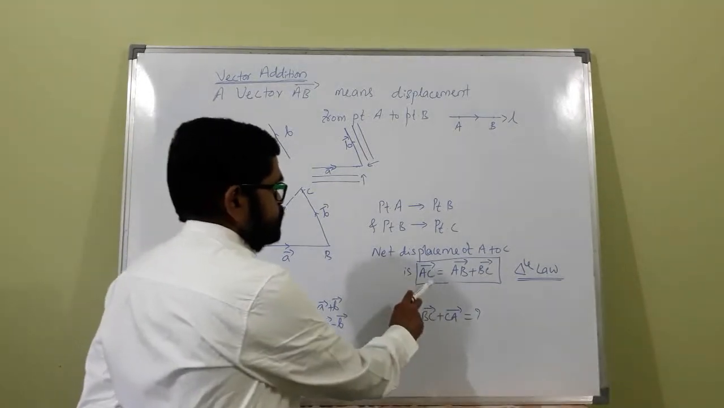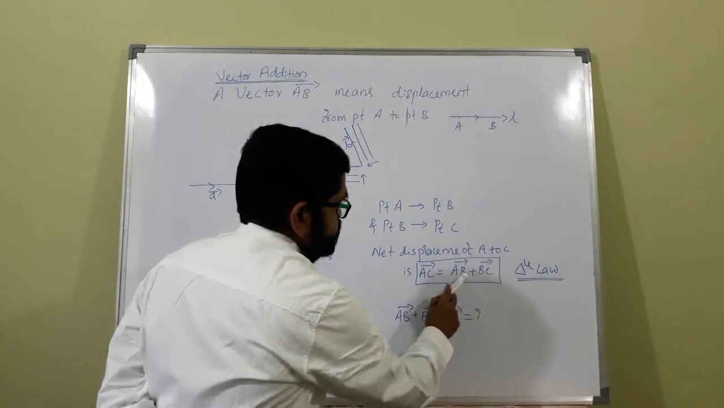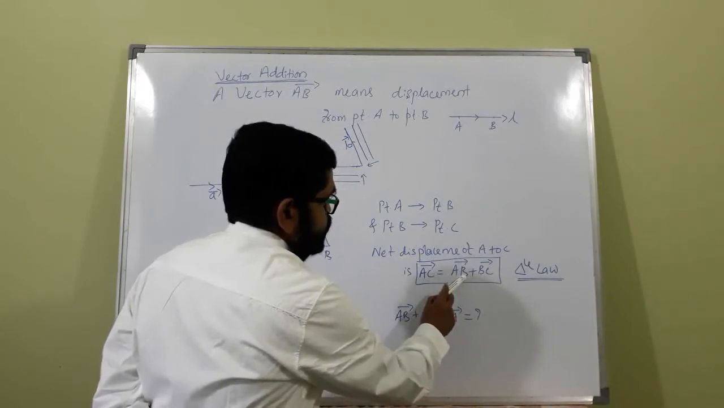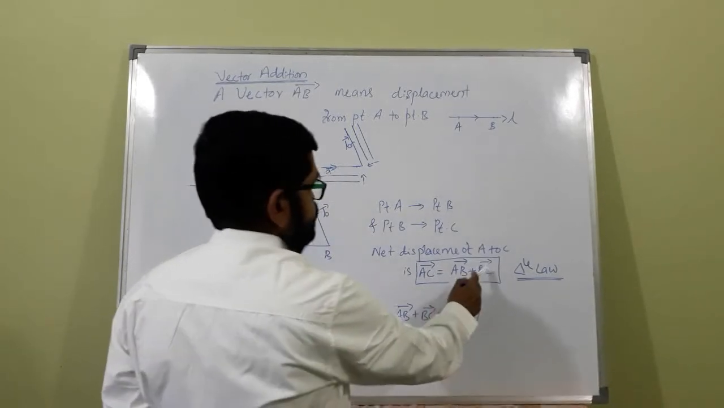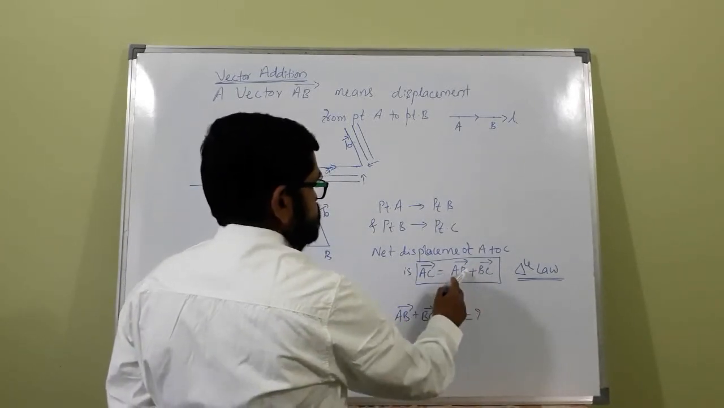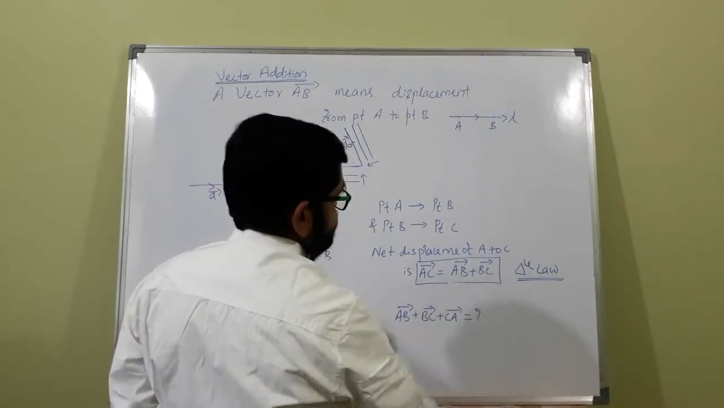See here, how to remember? AC is equal to AB plus BC. This is the terminal point of the first vector. This is the initial point of the second vector. If you add, these will overlap and you will get AC.